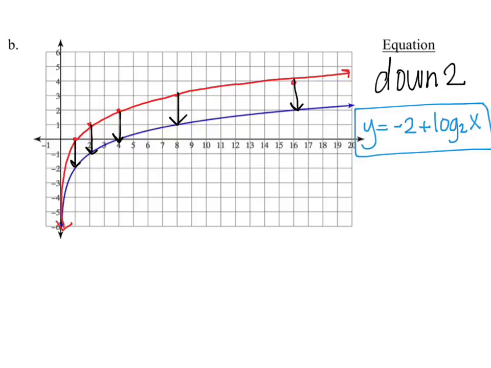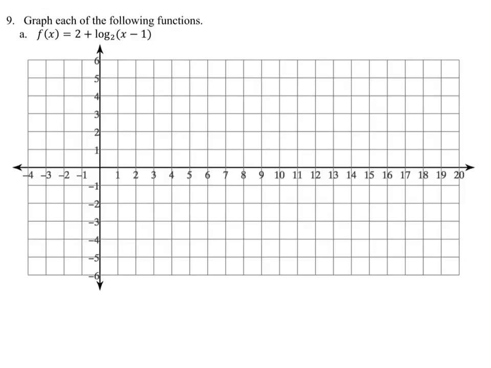So now let's look at some where I am going to graph a log given the equation. So I have 2 plus log base 2 of x minus 1. I need to first identify what the different numbers in my log do. So this 2 right here is going to move my graph up 2. This minus 1 moves my graph to the right 1.